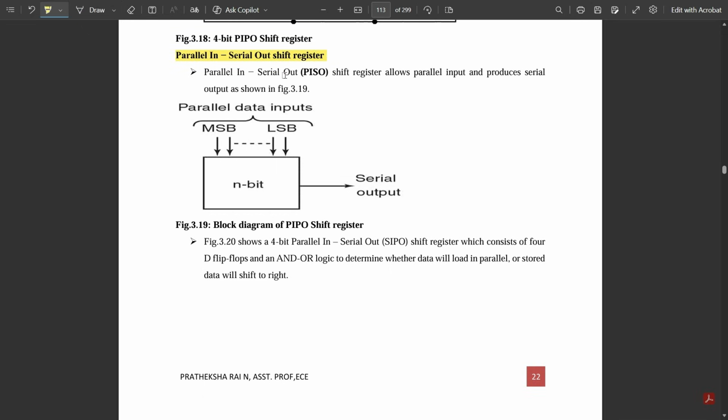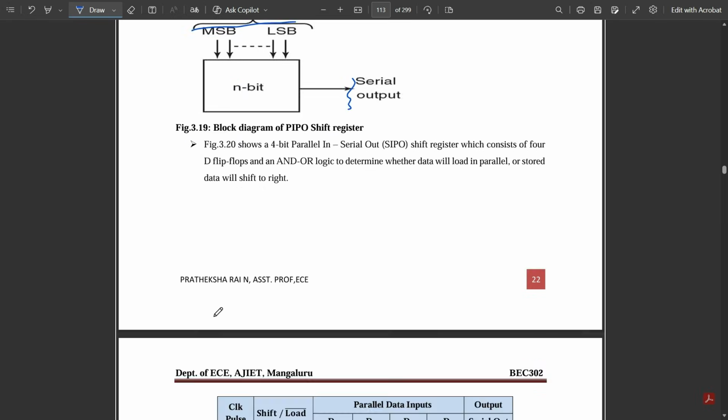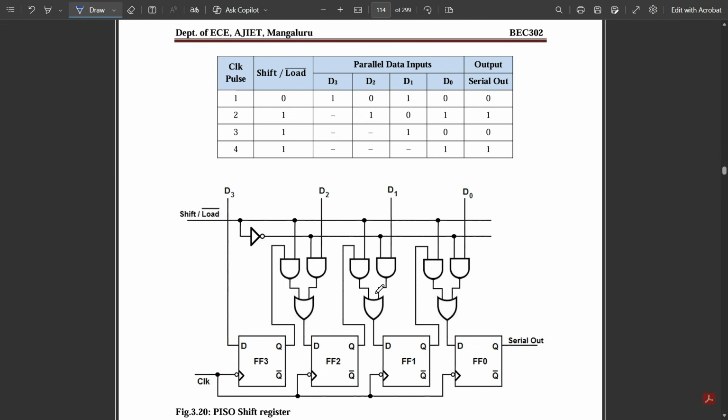Okay, so parallel in, serial out allows parallel input and produces serial output. So you could be seeing this diagram here. Parallel data inputs are provided and one serial output is generated. Okay, so this figure below shows the block diagram of this parallel in, serial out. You see, for 4 clock pulses, 1, 2, 3, 4.